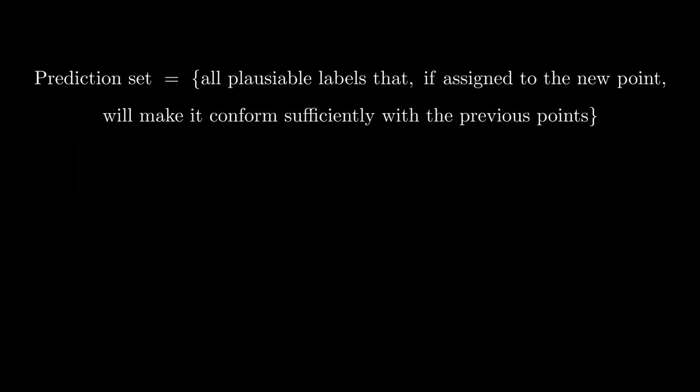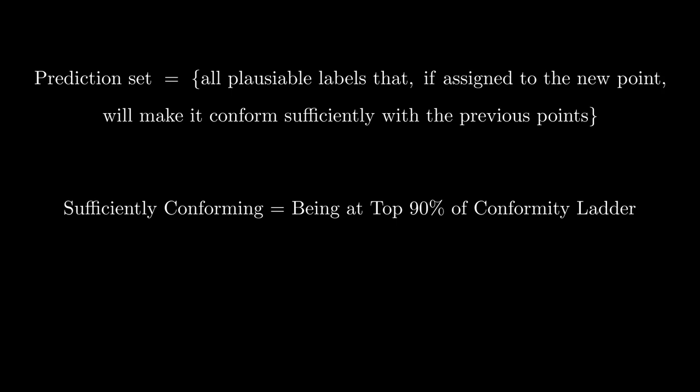Let's recap. We have our high-level description of what conformal predictors do. They say that the prediction set consists of all plausible values that, if assigned to the new object, will make it sufficiently conform with the existing ones. We also know that sufficient conformity means, for example, being located at the top 90% of the conformity ladder.